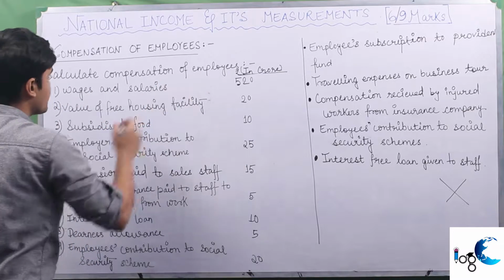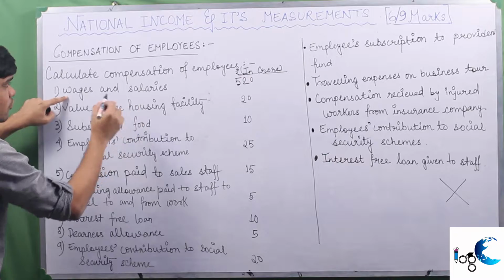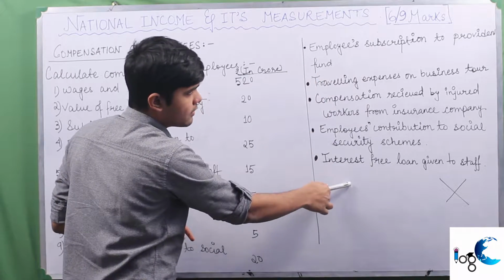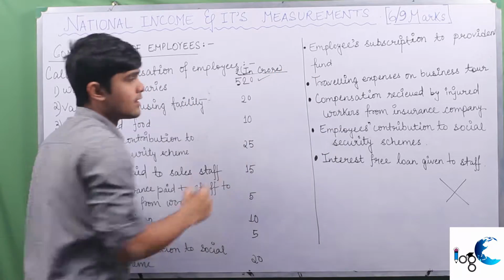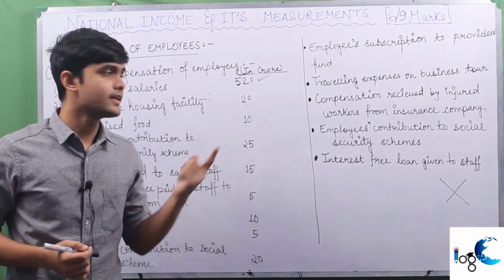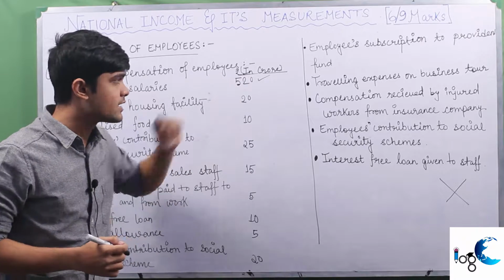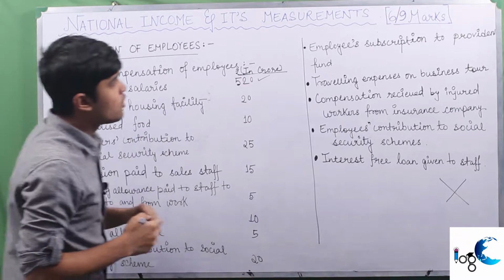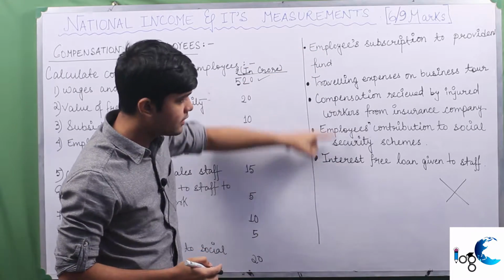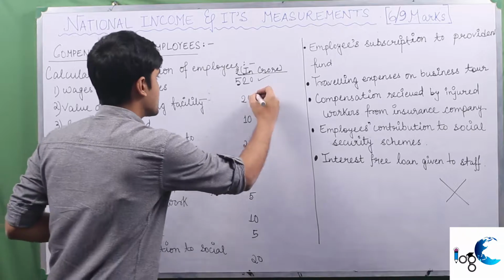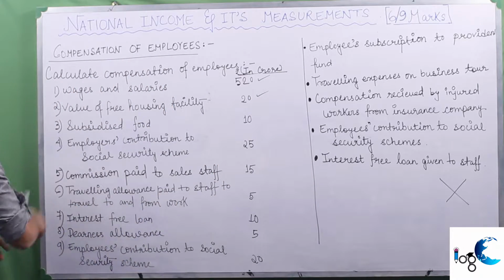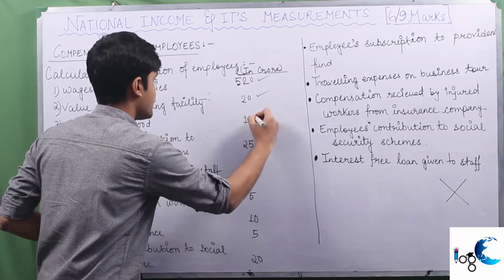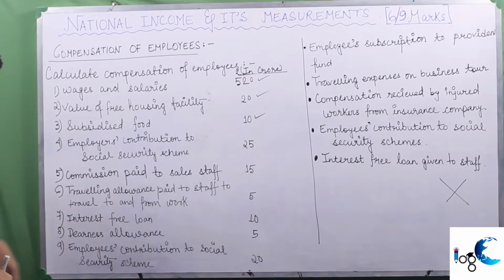See, calculate compensation of employees. First is wages and salaries. Wages and salaries is a compensation, and they are not among these 5 points, so we will consider wages and salaries as a factor of compensation of employees. Second, value of free housing facility. It is also not mentioned among these 5 points, so we will also consider this. Third, subsidized food. Subsidized food is also not mentioned over here, so we will consider it.